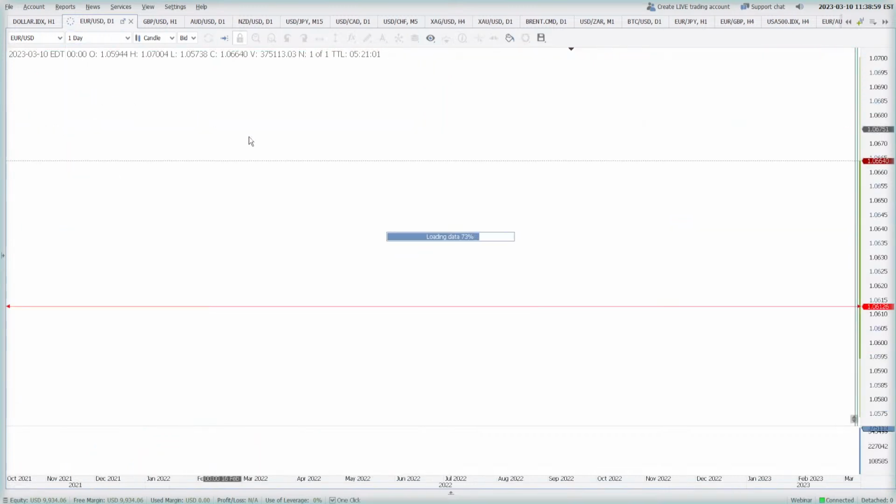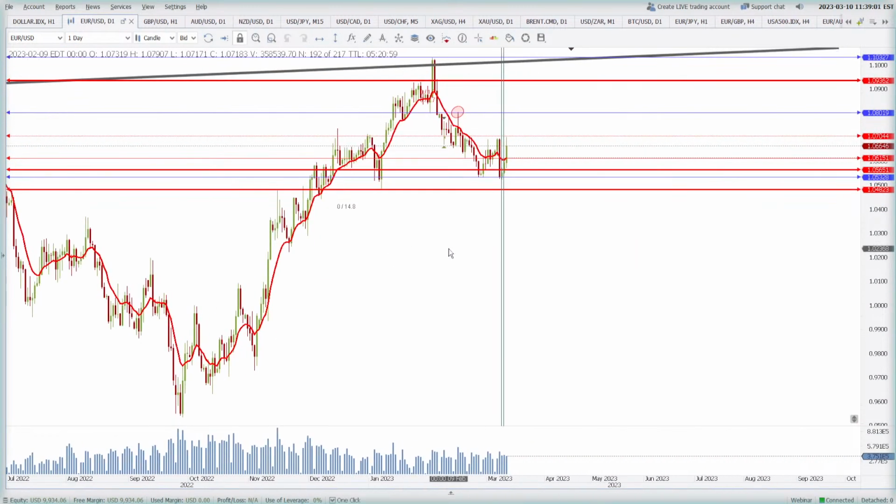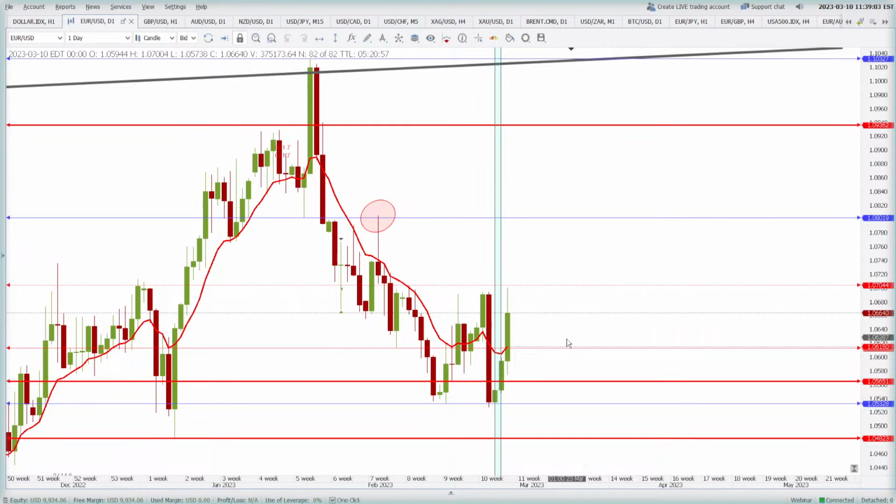Well, the dollar broke down, so the euro took the advantage and went higher. So this is what has happened.